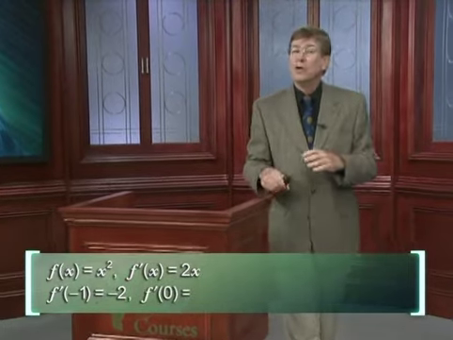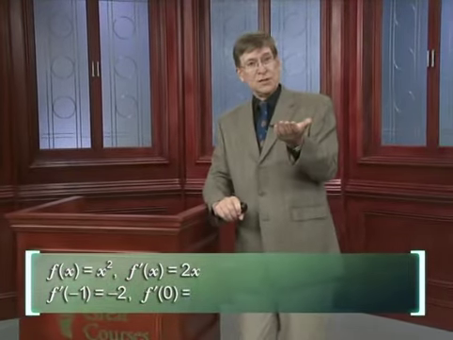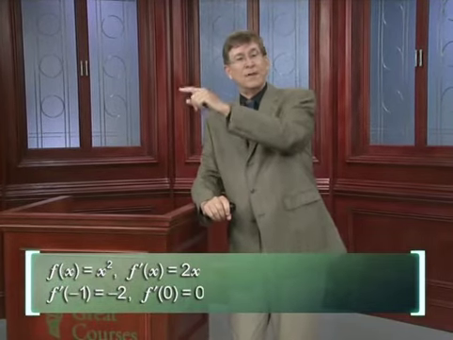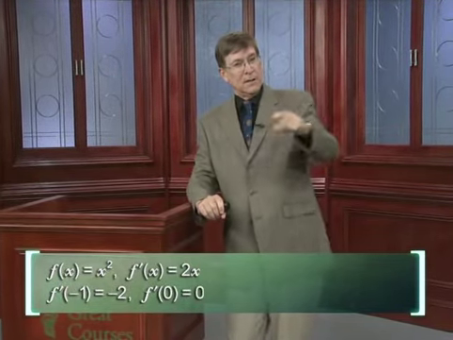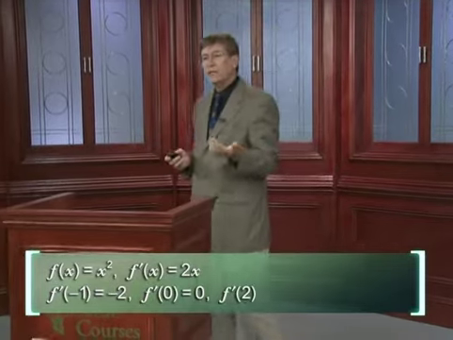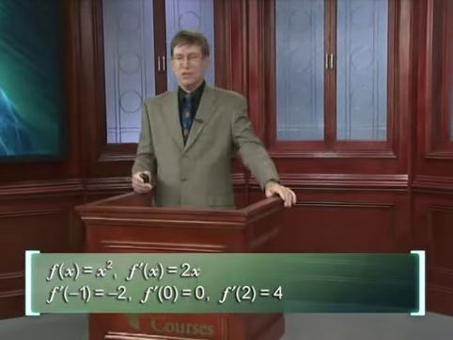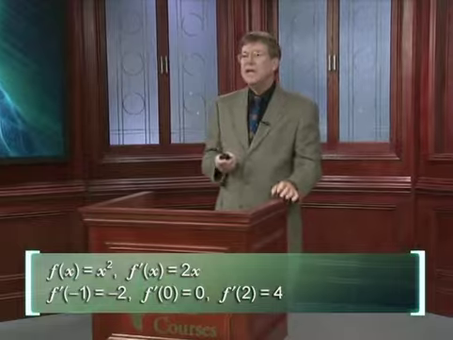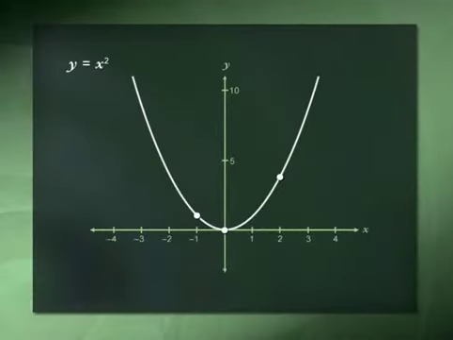The graph has a tangent line that's going downwards. How about at 0? What's f prime of 0? That's 2 times 0, or 0. So the curve is flat there at the origin. And how about f prime of 2? That's 4. You might remember that answer from lecture 1. Here's a picture of x squared, and you see that I've indicated the 3 points whose derivative we just calculated. Notice that the function is decreasing at minus 1, and it's increasing at 2, and it's kind of flat at the origin.